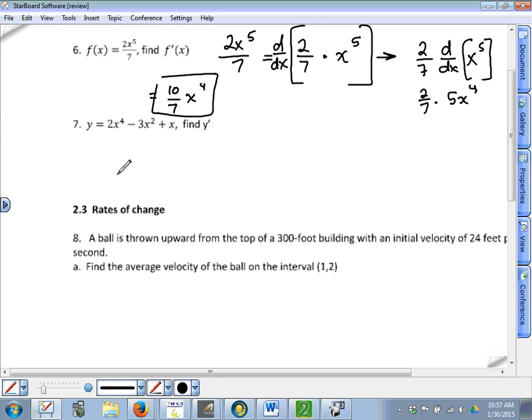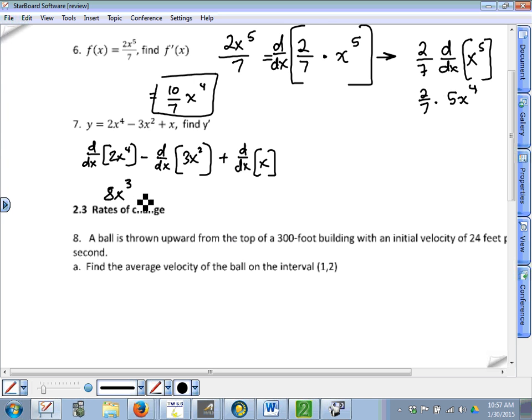Question 7. The property or rule to apply here is instead of taking the derivative of the entire expression, you could take the derivative of each individual piece. So it'll be the derivative of 2x to the 4 minus the derivative of 3x squared plus the derivative of x. So here we're going to get 8x to the 3rd. Here we're going to get minus 6x. The derivative of x is just 1.